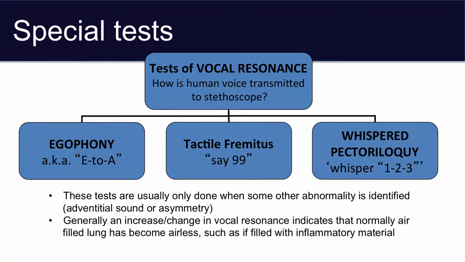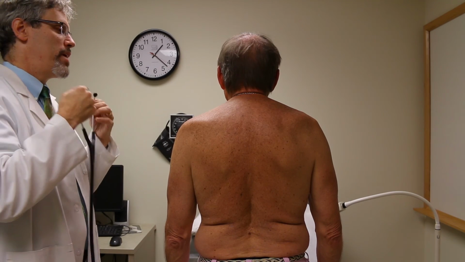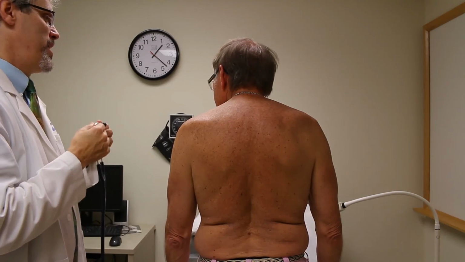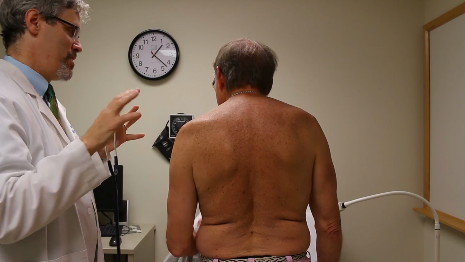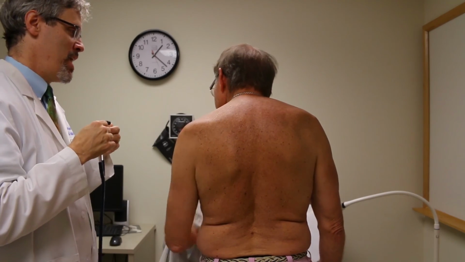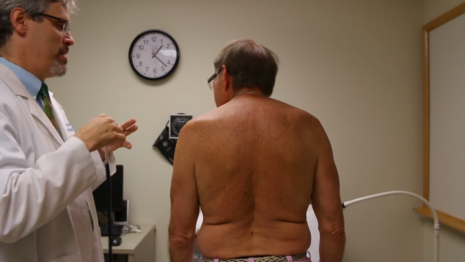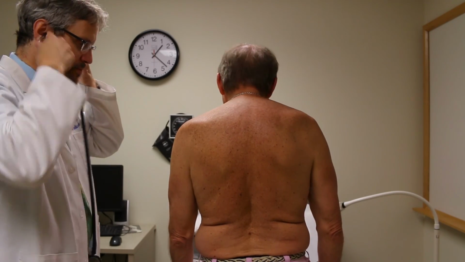The most common test of vocal resonance is the test for egophony, also known as E to A change. Okay, I'm going to put my stethoscope on and I'm going to ask you to say the letter E in a prolonged way, like E, and as I move the stethoscope around, say E again. Okay.